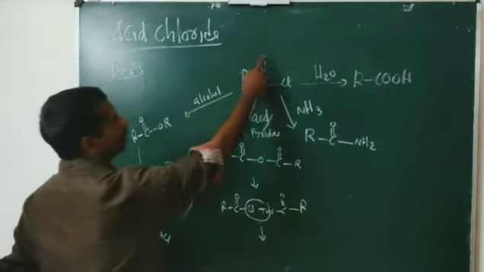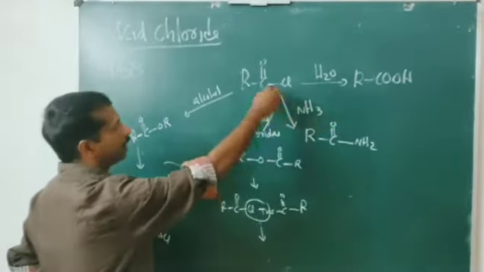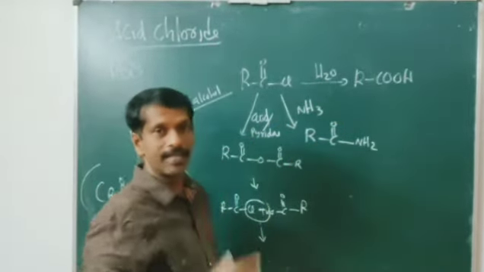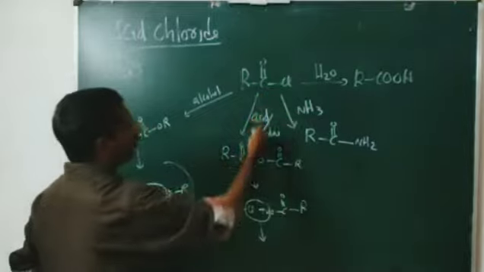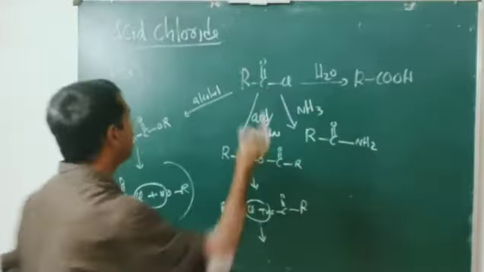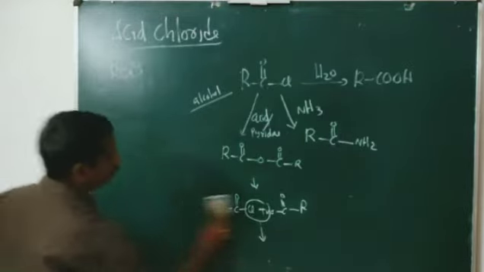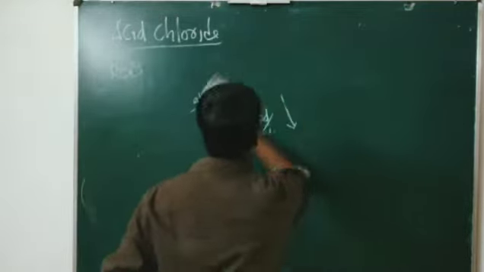This is about the reactions of acid chloride, okay, we will continue. Acid chloride reacting with water, on hydrolysis, changes into carboxylic acid. On reaction with ammonia, we get amide, with acid in presence of pyridine, we get anhydride, and with alcohol, we get ester. Okay, next is Rosenmund reduction.